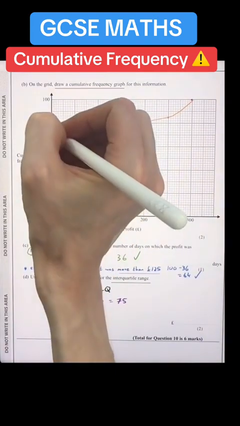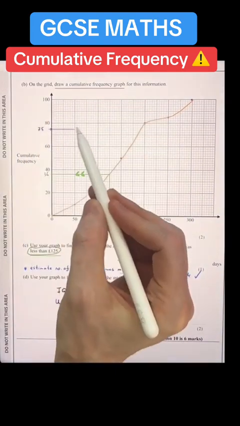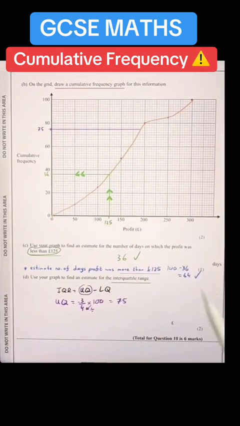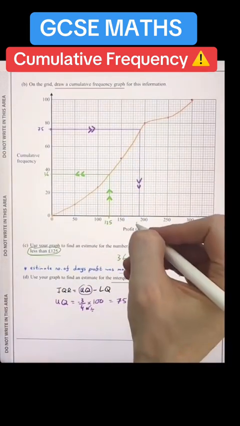I now find 75 on my cumulative frequency axis. I now draw a line to meet my cumulative frequency graph, and then I always read down, and that gives me 190.